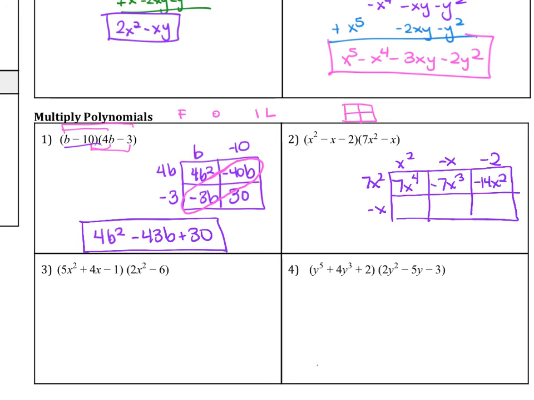So negative x times x squared, that's a negative x cubed. Negative x times negative x is a positive x squared. Negative 2 times negative x is a positive 2x. Then we can combine like terms, so these are alike, and these are alike here. And then our final answer, 7x to the fourth minus 8x cubed minus 13x squared plus 2x.